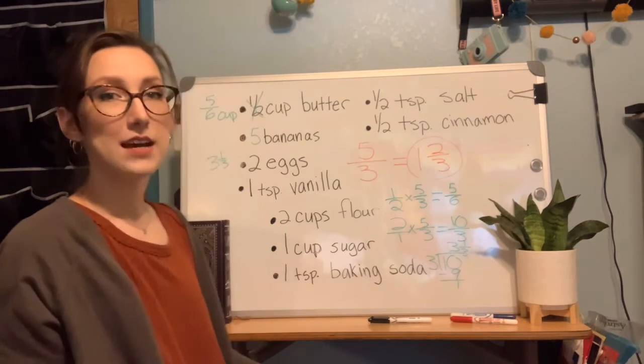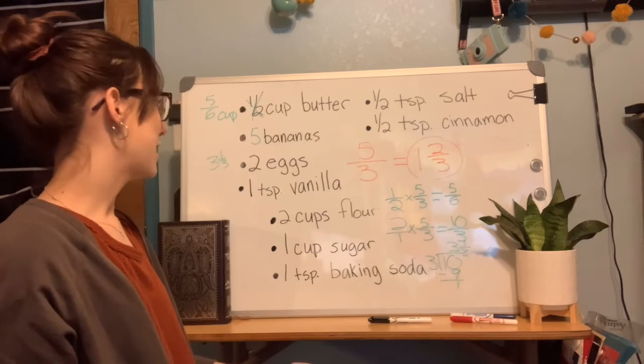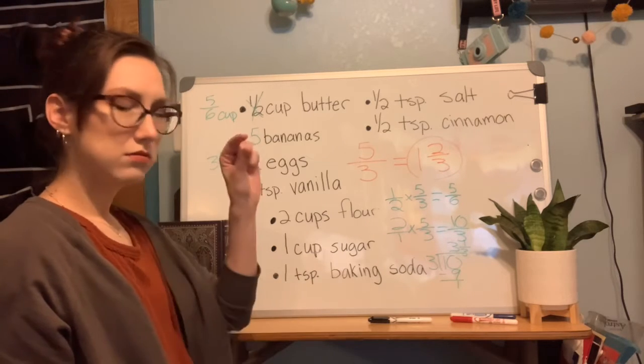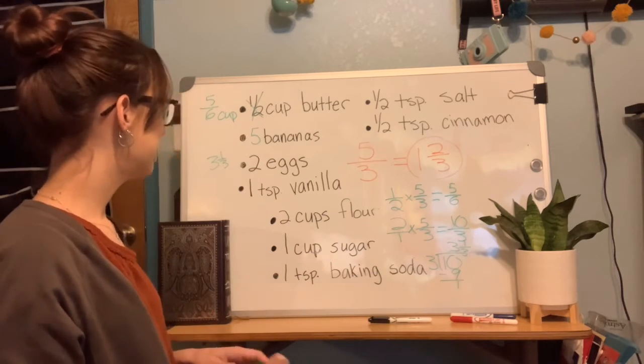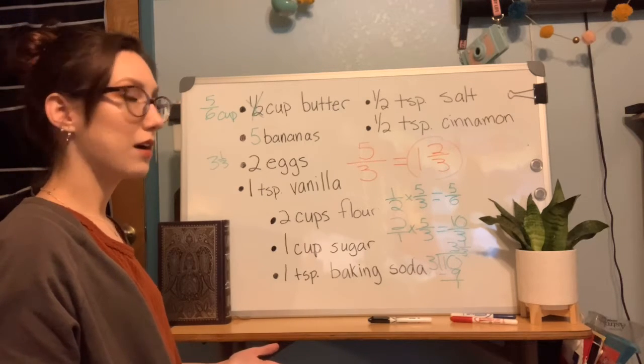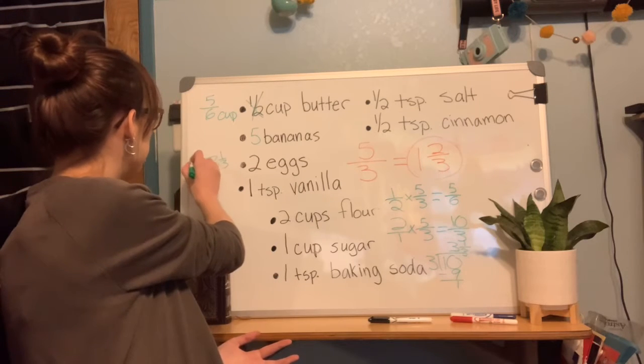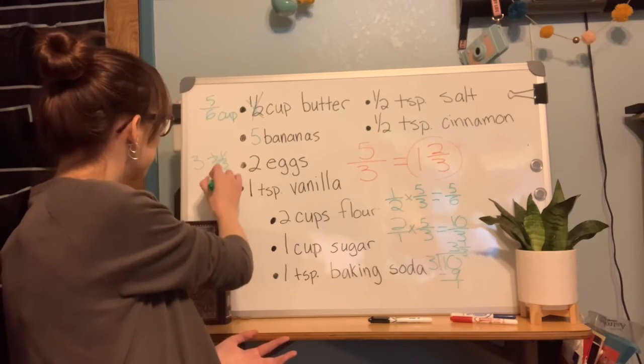Now you can't really get 3 1/3 eggs in real life. I guess maybe if you had 3 regular size eggs and 1 really small egg somehow. But again, that's something that you would round when it comes to actually baking. So you probably want to do just 3 eggs. Okay.